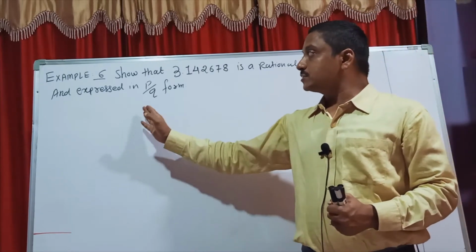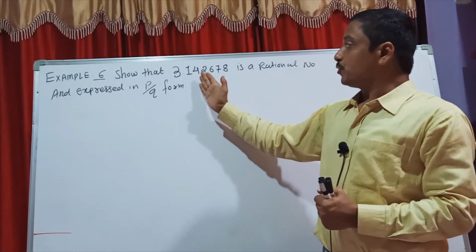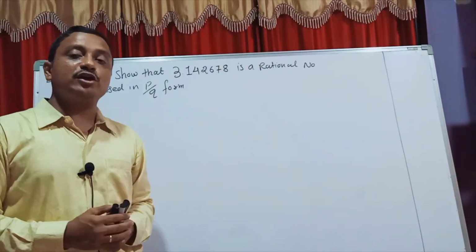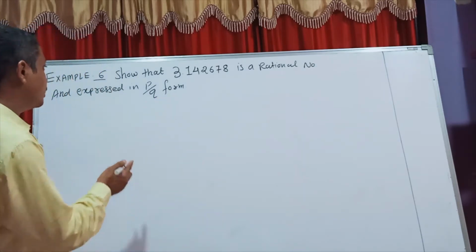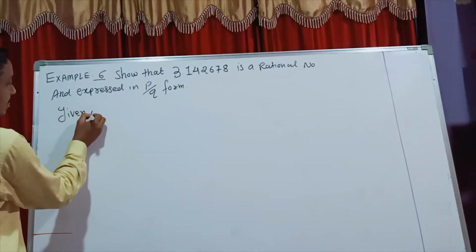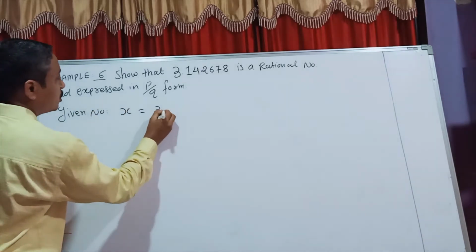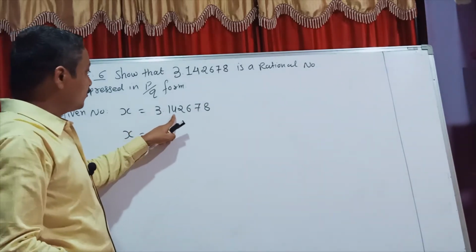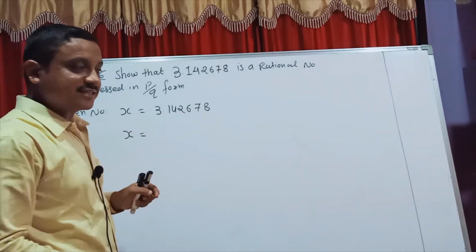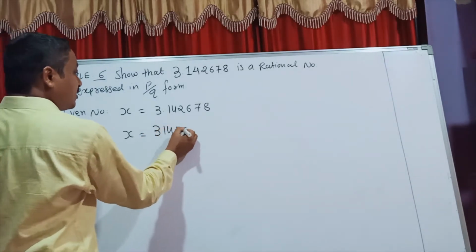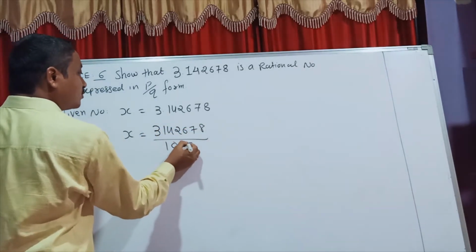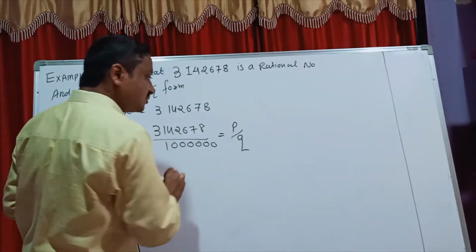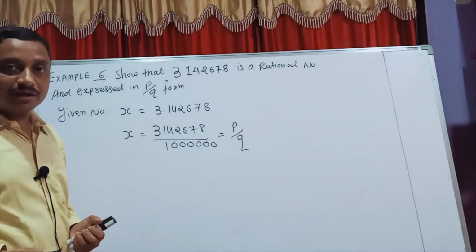Now one more example, students, the sixth one. Show that 3.142678 is a rational number by converting it into p by q form. So the given number, x is equal to 3.142678. Students, how many decimals here? 1, 2, 3, 4, 5, 6, total 6 decimals. So 3142678 divided by 1000000. Surely it gets p by q form. So it is a rational number.